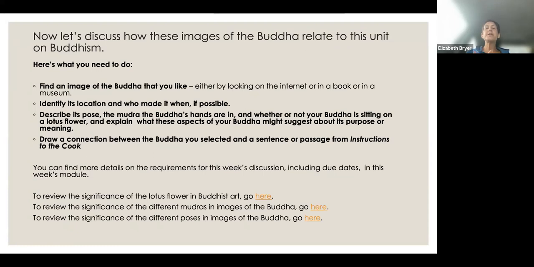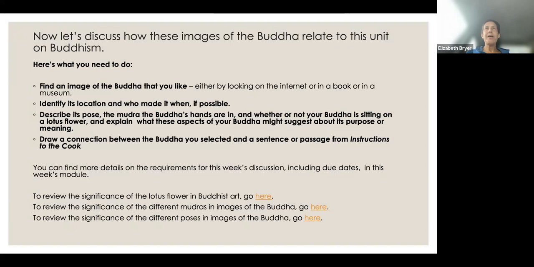But you're going to need to learn a little bit about the different mudras through following these links, learn a little bit about the different poses by following these links, learn a little bit about the lotus flower by following these links. And then after you've done that, you're going to describe its pose, the mudra, whether it's sitting on a lotus flower, and explain what these aspects of your Buddha might suggest about its purpose or meaning. And then I want you to draw a connection between the Buddha you selected and a sentence or passage from Instructions to the Cook. So that is what I want you to think about this week.